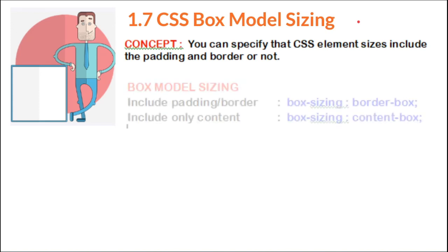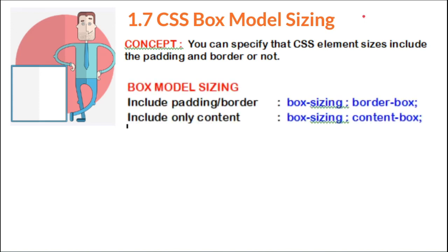There's two ways you can do this, the box model sizing options. You can say include padding and border, and for that you set box sizing to border box in your CSS. Or you can say include only content, so set the box sizing to content box. So the sizes that you specify will only refer to the content in the box, not the borders.